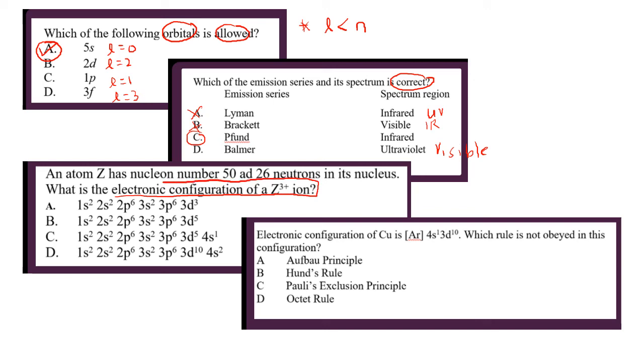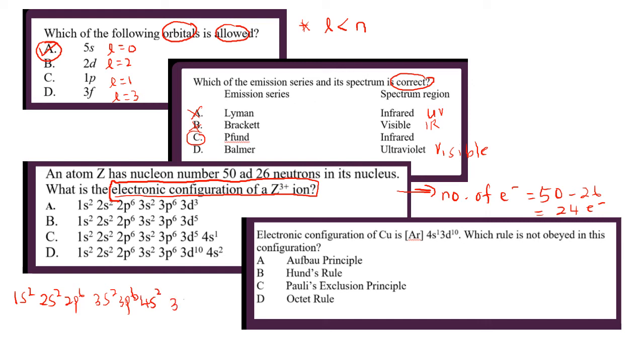So before we can write the electronic configuration for Z3+, we need to know the number of electrons. Based on this case, we are going to use 50 minus 26, which is 24 electrons. So we write the electron configuration: 1s2, 2s2, 2p6, 3s2, 3p6, 4s2. Then we continue with 3d4. Okay, this is the electronic configuration for Z.